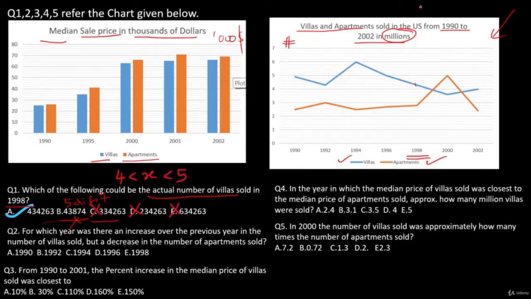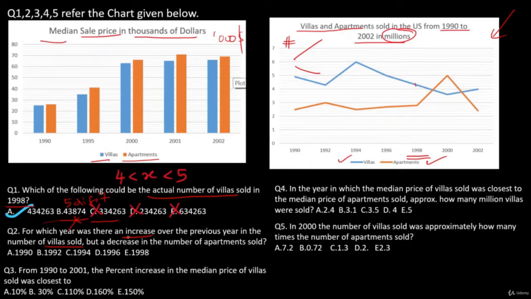It reads, for which year was there an increase over the previous year in the number of villas sold? So when it comes to villas sold, the graph should be something like this, right? Because there is an increase, but a decrease in the number of apartments sold. So when you talk about apartments, it should go like this. So that's what we are asked. In which year is there a shape like this, right? So what do you need?